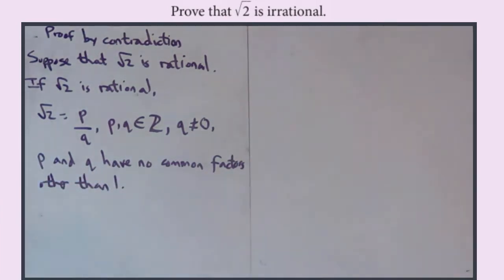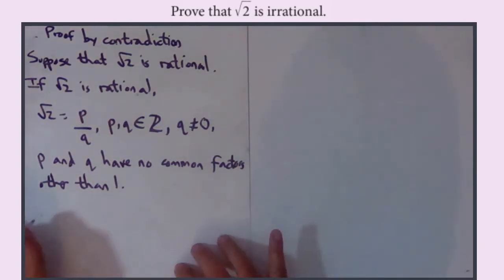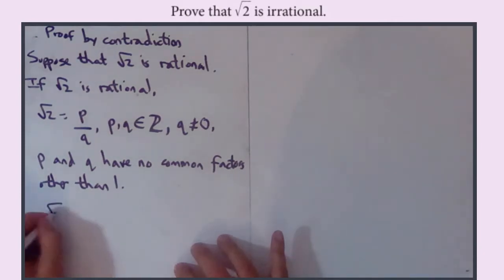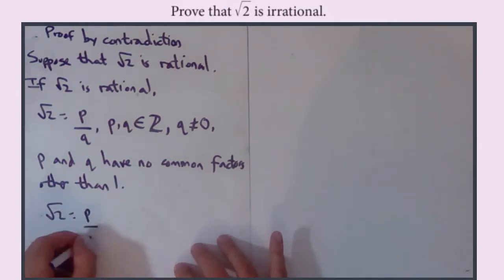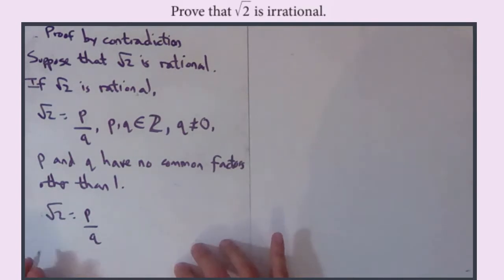Okay, so we're saying that root 2 is a rational number, and it's written as a fraction. It's written as a ratio of two numbers, and the fraction is in its simplest form. Right, so root 2 equals p over q. If we square both sides, that would say 2 equals p squared over q squared.